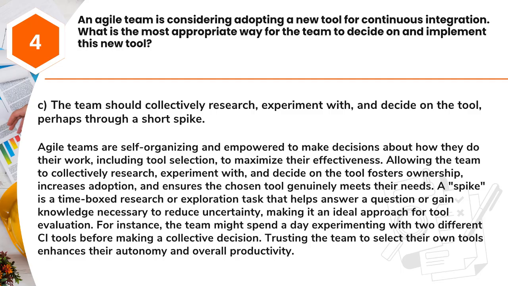A spike is a time-boxed research or exploration task that helps answer a question or gain knowledge necessary to reduce uncertainty, making it an ideal approach for tool evaluation. For instance, the team might spend a day experimenting with 2 different CI tools before making a collective decision. Trusting the team to select their own tools enhances their autonomy and overall productivity.